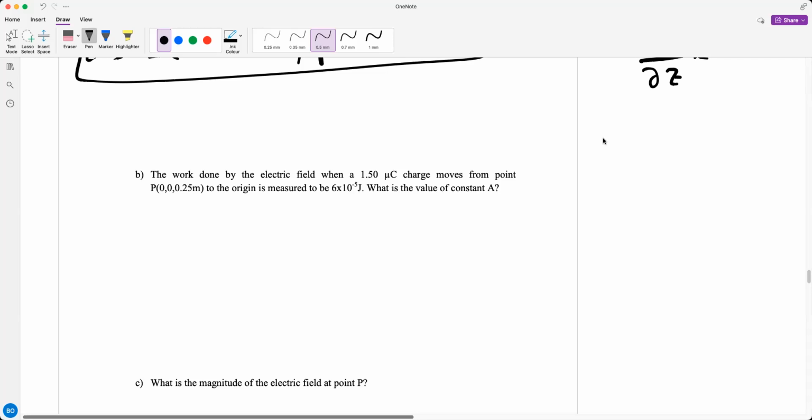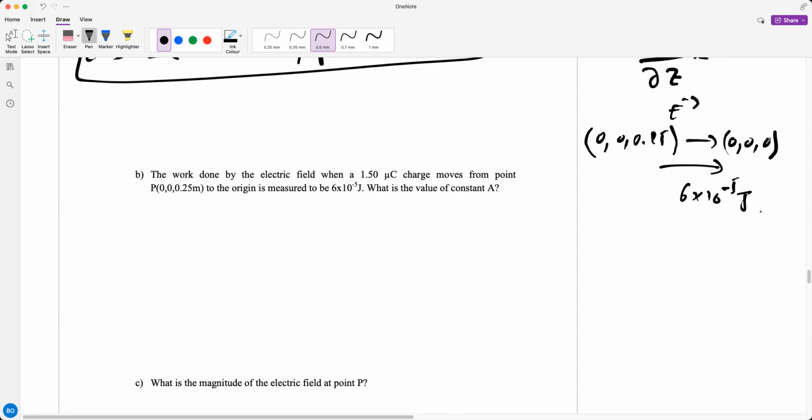So the question here, if let's say I have a point 0, 0, which means x is equal to 0, y is equal to 0, z is equal to 0.25, and I want to move this particle to the origin. When I apply a discharge particle, this electric field will move this charge from here to here by doing a work. So I want to calculate the constant A. Any idea how I do it?